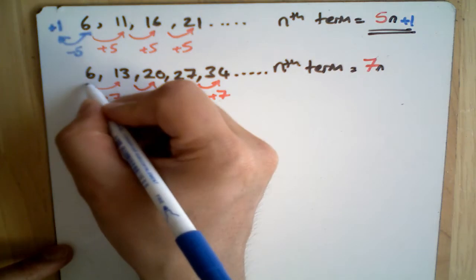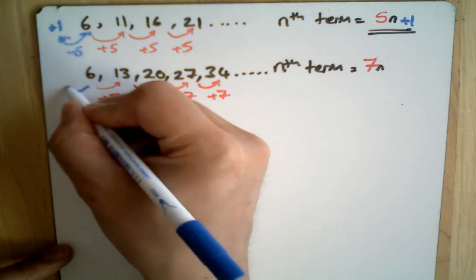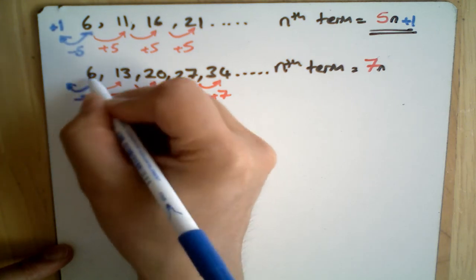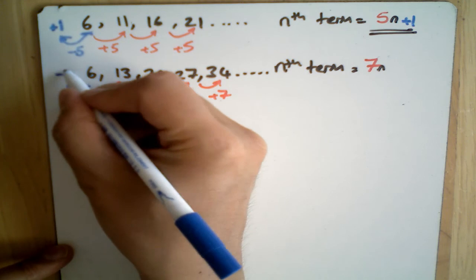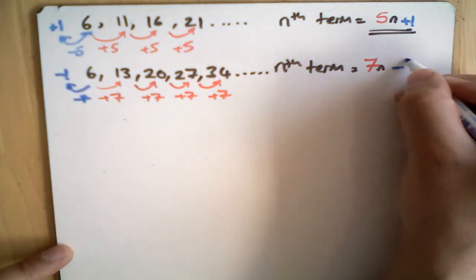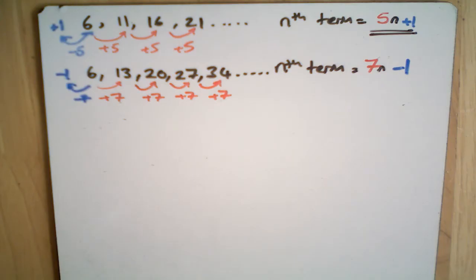And if I want to find this bit here, we look at starting with the first term and we go back by 7. 6 take away 7 makes minus 1, and so I'm going to put the minus 1 there, and that becomes my answer.